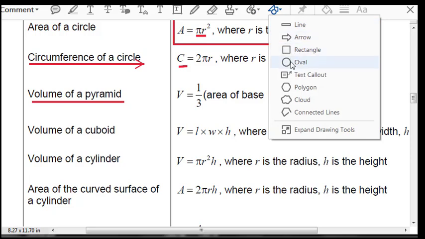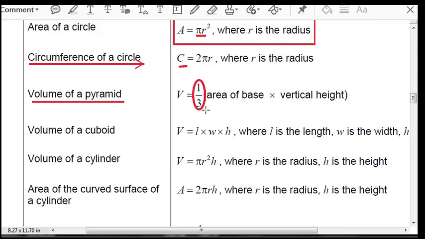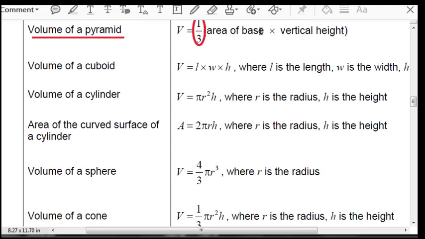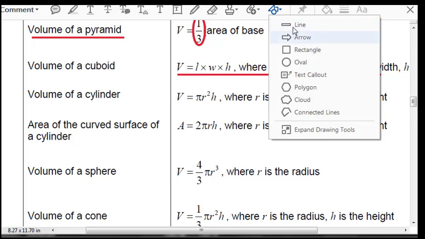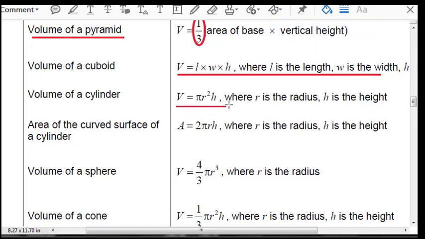Volume of a pyramid, V equals 1/3 of area of base into vertical height. Volume of a cuboid, length into width into height. Volume of a cylinder, pi r square h, where r is the radius and h is the height. If you get the diameter instead of radius, then you need to use diameter.